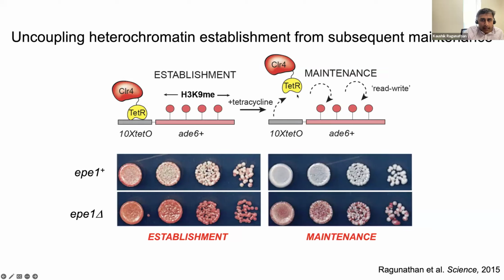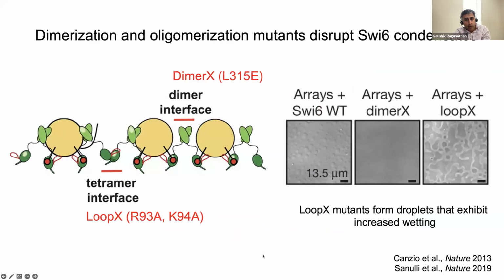If you add tetracycline, this protein dissociates, and then we can measure whether the epigenetic state that was induced by tethering CLAR4 can be maintained for many, many generations. So you have one genetic background where we see loss of maintenance, and a different genetic background where you see a gain of maintenance.